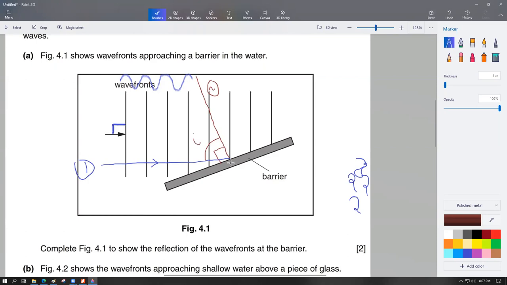Then using a protractor on the right side, you have to draw the same equal amount of angle. So let me draw that with green. You are going to draw an equal angle over here with your protractor and complete this reflected direction. And you're going to give an arrow over here as well.